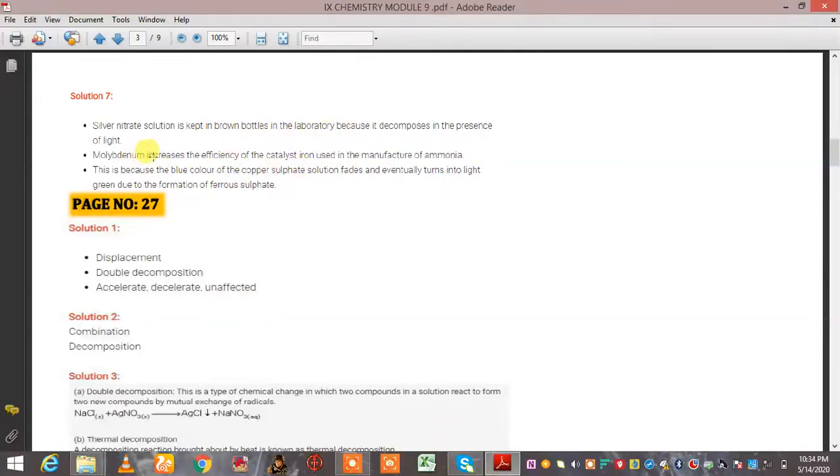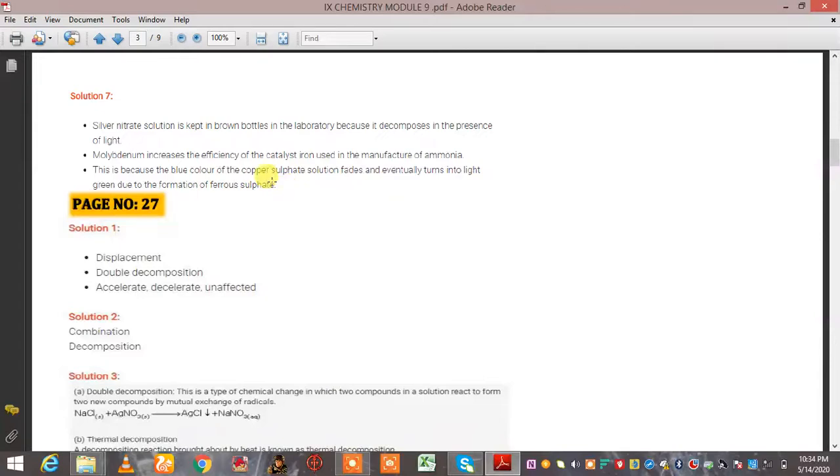Then, molybdenum is used as a catalyst in the manufacture of ammonia. Why? The answer is, molybdenum increases the efficiency of the catalyst iron used in the manufacture of ammonia.